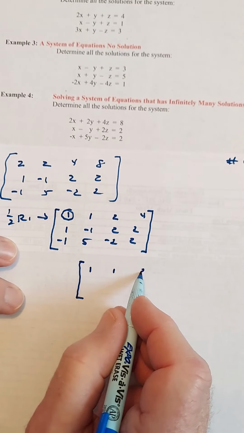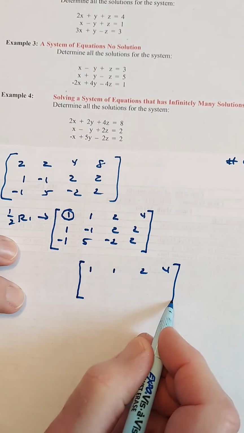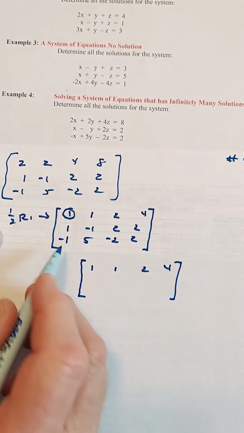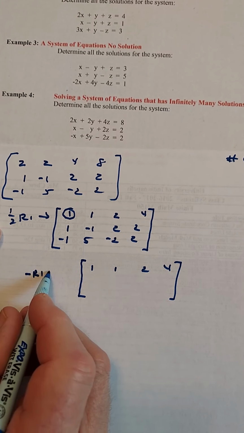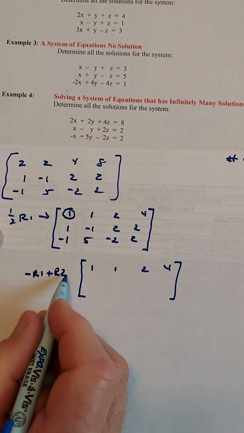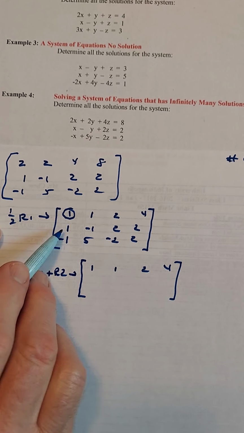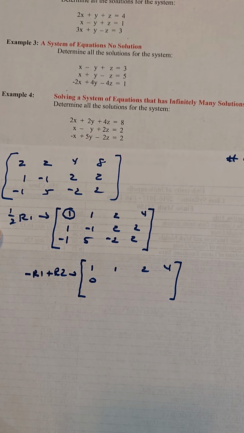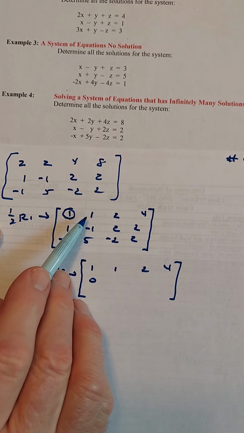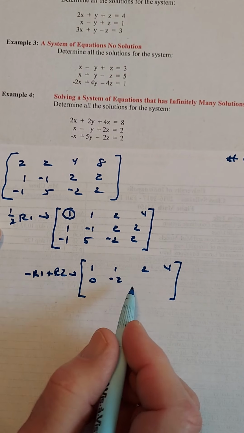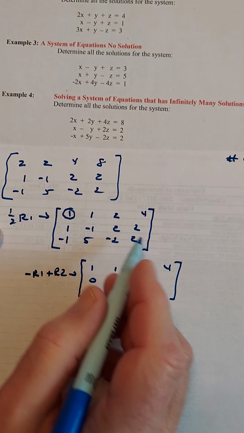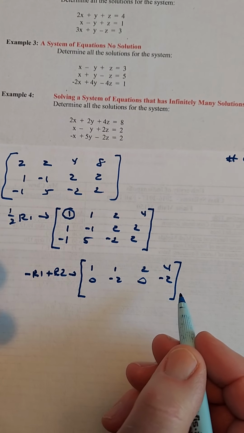Okay, top row is going to stay the same. And I'm pivoting around that 1, so I want to get zeros. So I'm going to take negative row 1 plus row 2. So negative 1 plus 1 gives me 0. Negative 1 and negative 1 is negative 2. Negative 2 and 2 is 0. And negative 4 and 2 is negative 2.